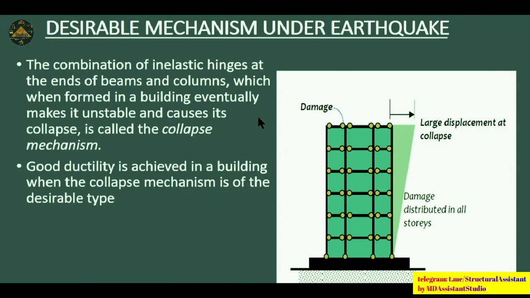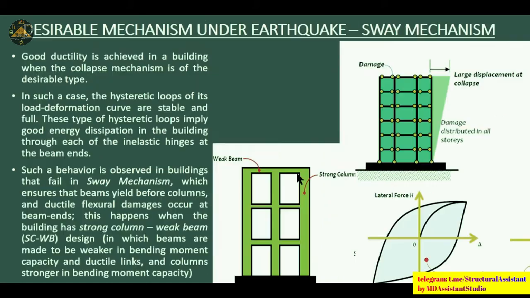So basically what will happen here is that the hinges will form at the ends of the beam-column junctions, but due to the high strength of the column, it will remain in its place only. So good ductility is achieved in a building when the collapse mechanism is of the desirable type. After that, the desirable mechanism under earthquake is the sway mechanism.